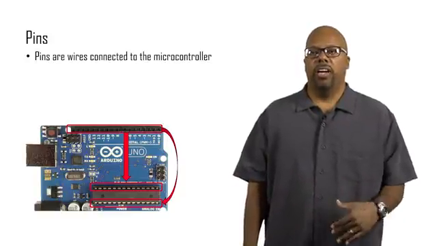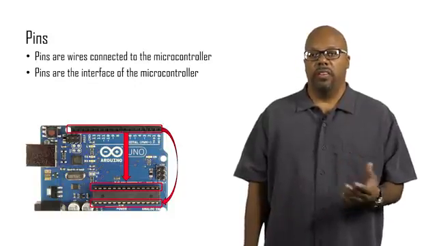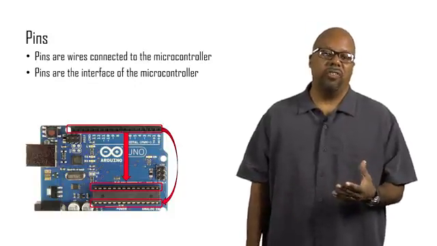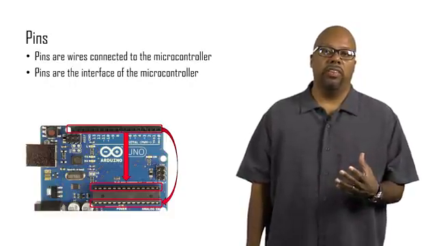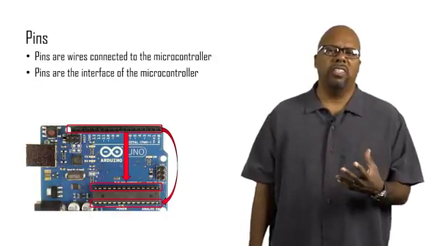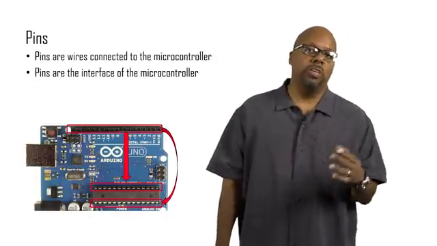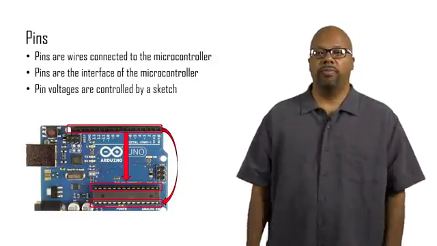So pins are wires that are connected to the microcontroller. They're the main interface. Now there are other interfaces, right? There's the USB and so forth. But the main interface when you're building one of these IoT systems is through the pins. So all the other components in the system, or most of them, will be connected to the Arduino board through those pins. You'll wire them to the pins.